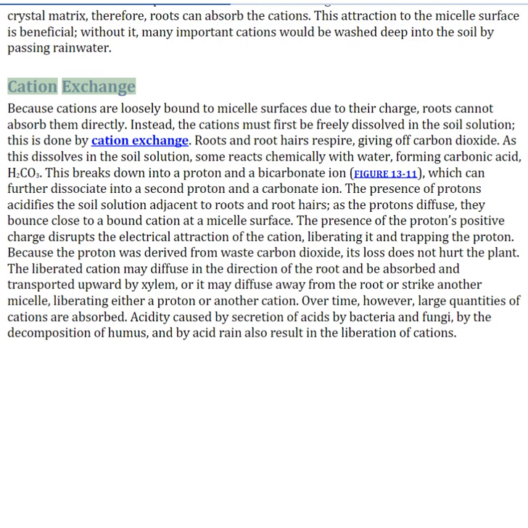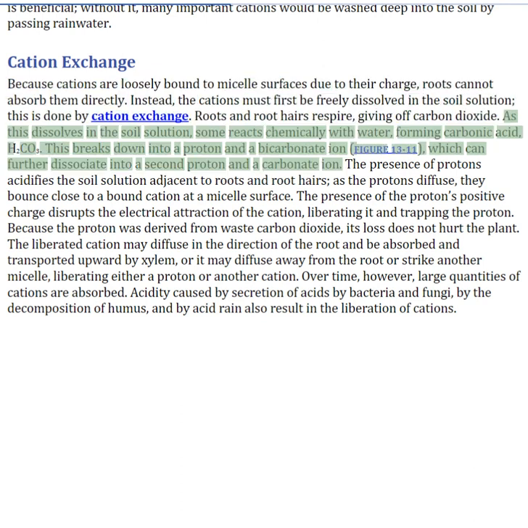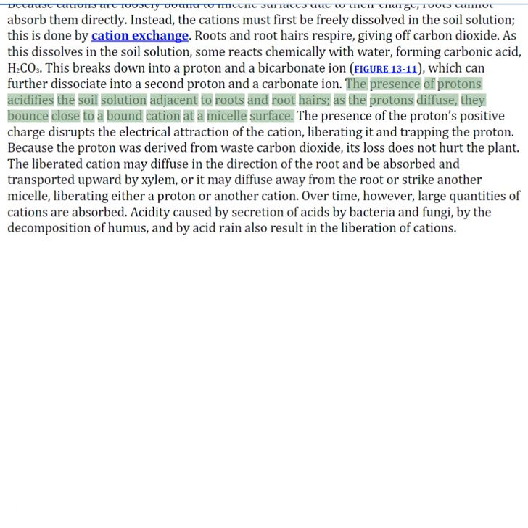Cation exchange. Because cations are loosely bound to micelle surfaces due to their charge, roots cannot absorb them directly. Instead, the cations must first be freely dissolved in the soil solution. This is done by cation exchange. Roots and root hairs respire, giving off carbon dioxide. As this dissolves in the soil solution, some reacts chemically with water, forming carbonic acid, H2CO3. This breaks down into a proton and a bicarbonate ion, which can further dissociate into a second proton and a carbonate ion. The presence of protons acidifies the soil solution adjacent to roots and root hairs.